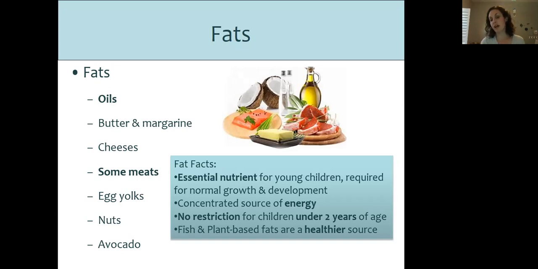Fish and plant-based fats are obviously going to be a healthier source than your really fatty meats, or like I said, your cheeses and your butters and things like that. And it's a very concentrated source of energy, so you get a lot of bang for your buck there.